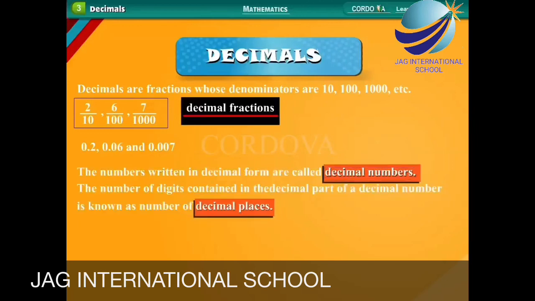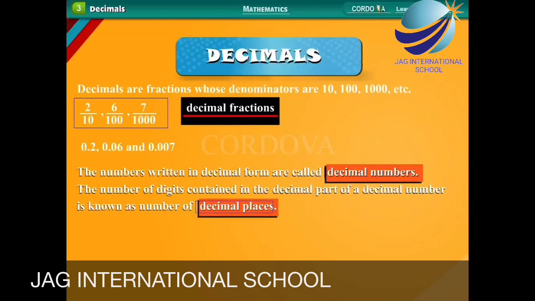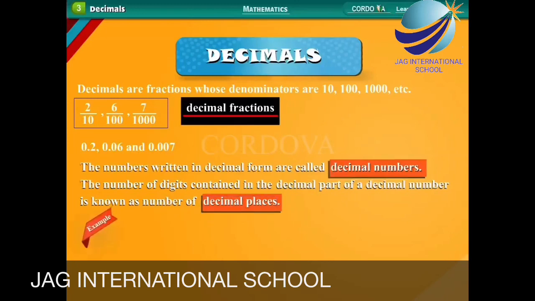The number of digits contained in the decimal part of a decimal number is known as the number of decimal places. Example: 3.456 has 3 decimal places. Let us review what we have learnt in Class 6 and then take up multiplication and division of decimals.